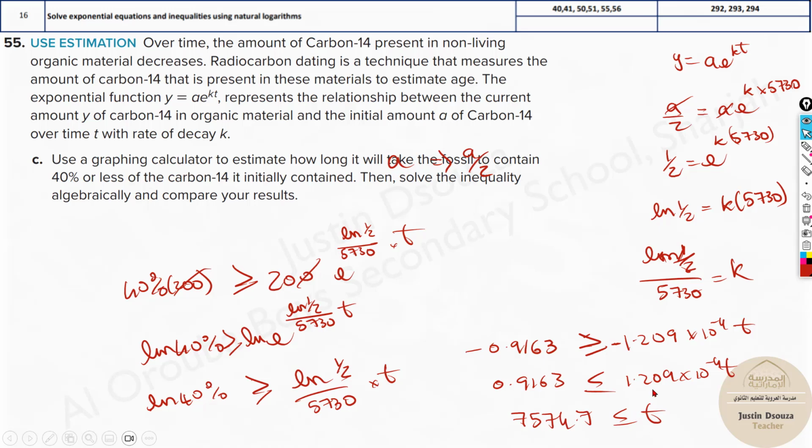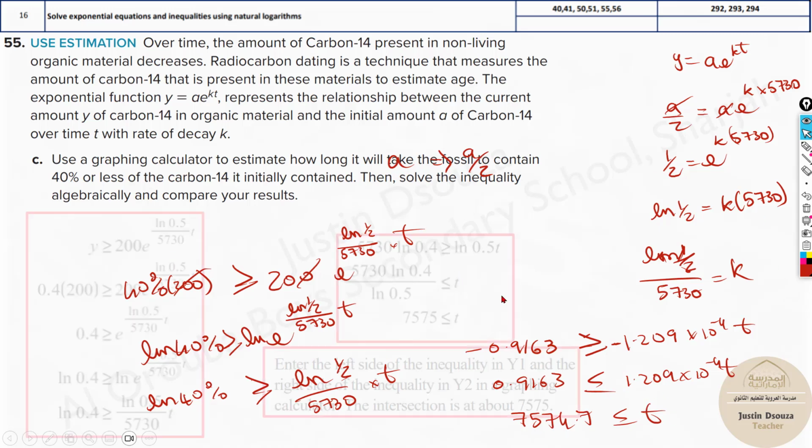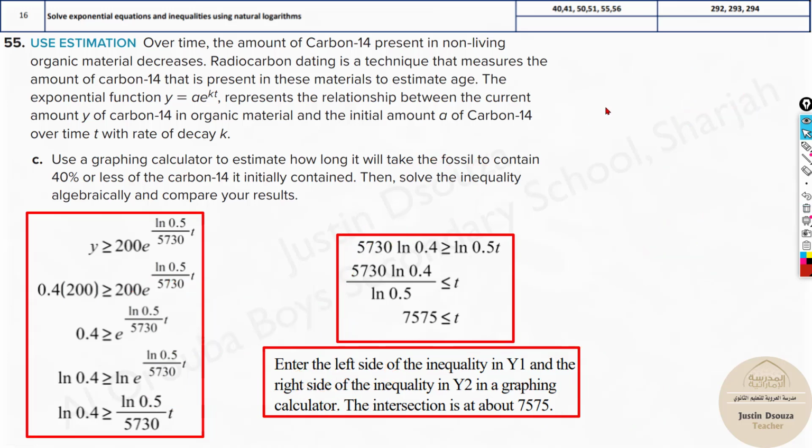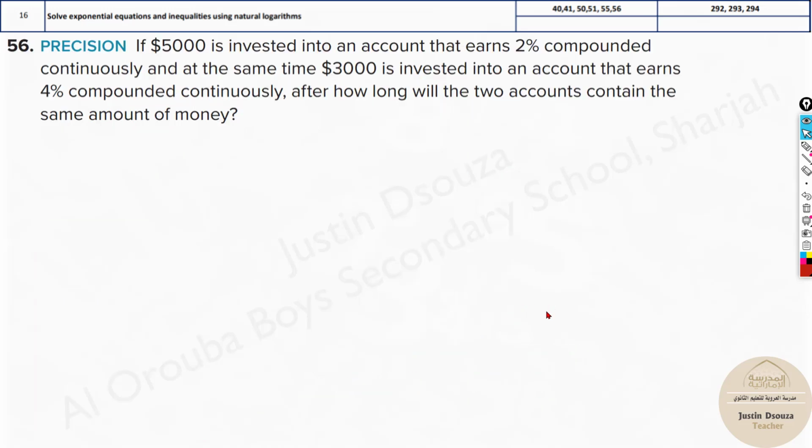Otherwise, no. So see, it's a little common sense as well. You have to have the value 40% or less. It should be decaying more, isn't it? So the time must obviously be more than a certain amount. So that's one way you can understand this. Let's just say the answer is 7575, because it's 0.7, right? So they have just rounded it off. Even in the graphing calculator, if you graph them, you will get the same answer.